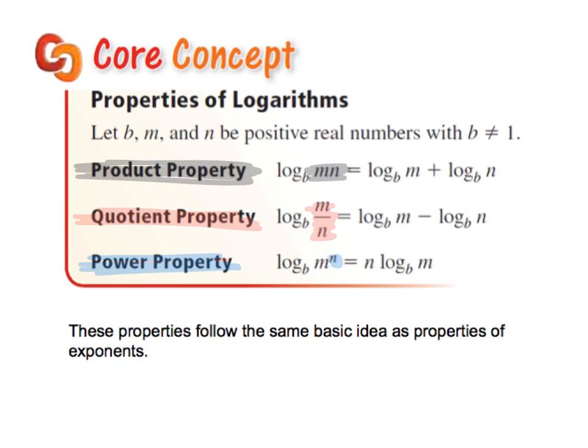basically says that if you have an exponent, when you rewrite it, you can change the form and take that exponent and put it into the front, so you'd have log base b of m to the n. Take that n, put it out in front, and you multiply it times log base b of m.